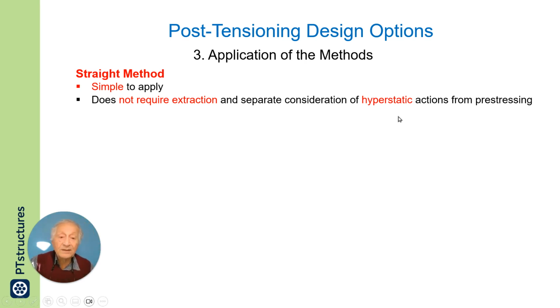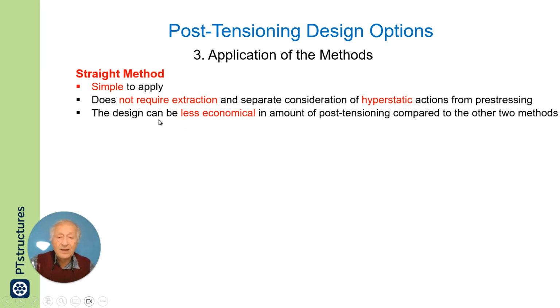Now, does it mean that it ignores it? Absolutely not. It is already included in the analysis, taken into consideration as required by ACI, but you as engineer do not have to extract it explicitly and view it as a separate entity. It's already there. The outcome is that it is slightly less economical when you compare it with the other two methods.